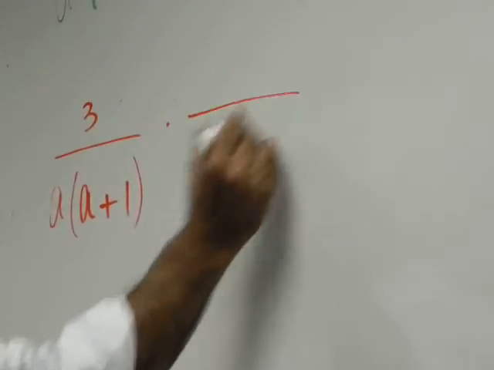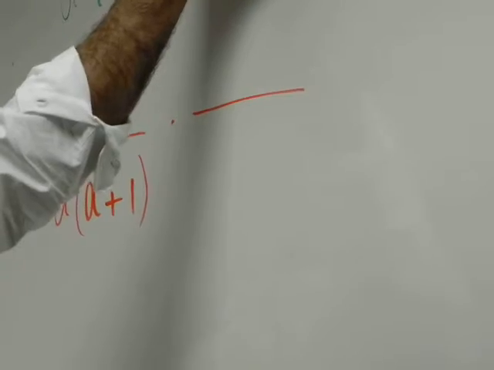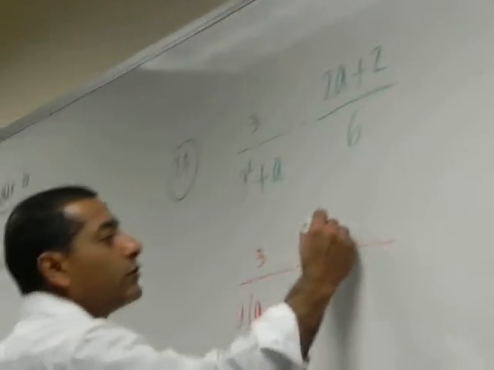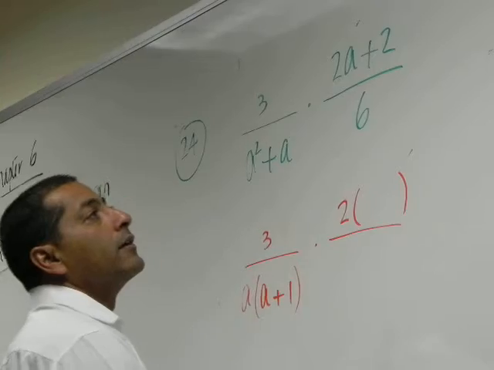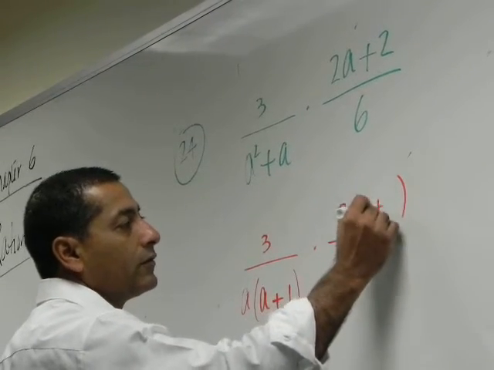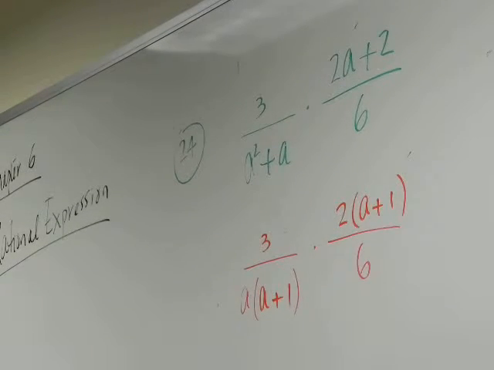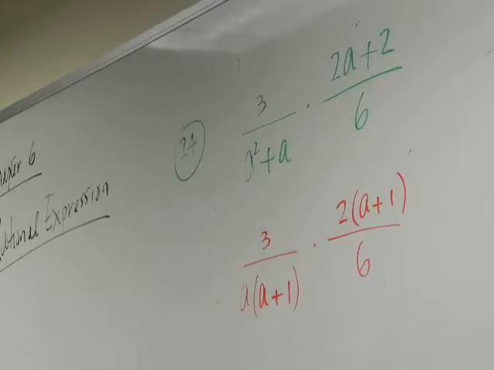So again, here we've got a rational expression, multiple terms at the top, right? Can we factor out anything common in the numerator on the second one? 2. Very good. So if I factor out 2, what are you going to have inside the parentheses? A plus 1. Very good. Over 6. Now 6, since it's a number, we don't have to write the factor, right? Okay. Any questions so far?